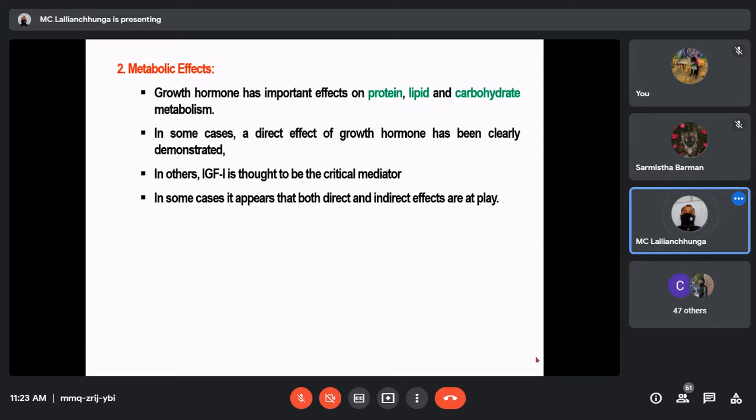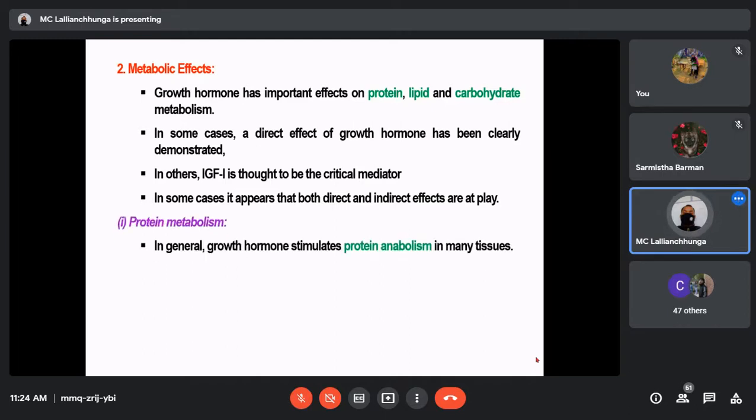That means some tissues may be influenced by growth hormone directly or by IGF-1. Okay, let's see what it does in protein metabolism. This is a very big topic, but in UG we'll just simplify or make it short. You just have to remember these points.